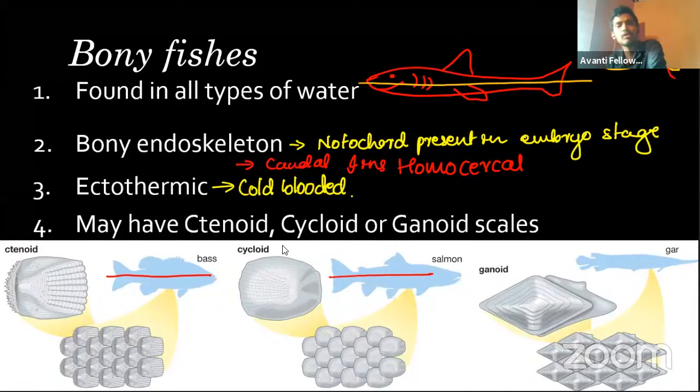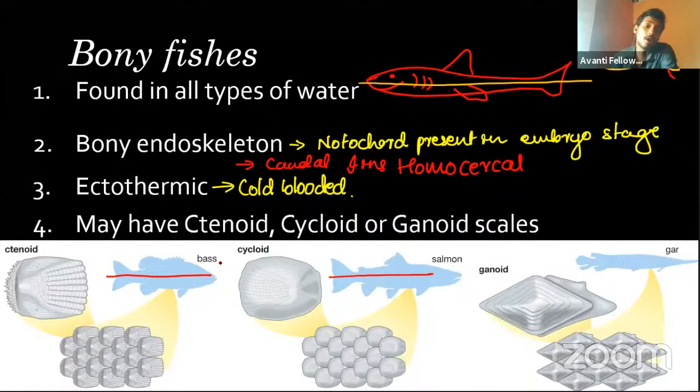Next, they may have ctenoid, cycloid, and ganoid scales. We will discuss what these kinds of scales are. First, my question is, what kind of scales did we encounter in the Chondrichthyes, that means in the cartilaginous fish? Exactly, we got the placoid scale, right? Placoid scale, that means a flat kind of scale. But if you come back and discuss here, we can find either ctenoid or cycloid or ganoid scales.